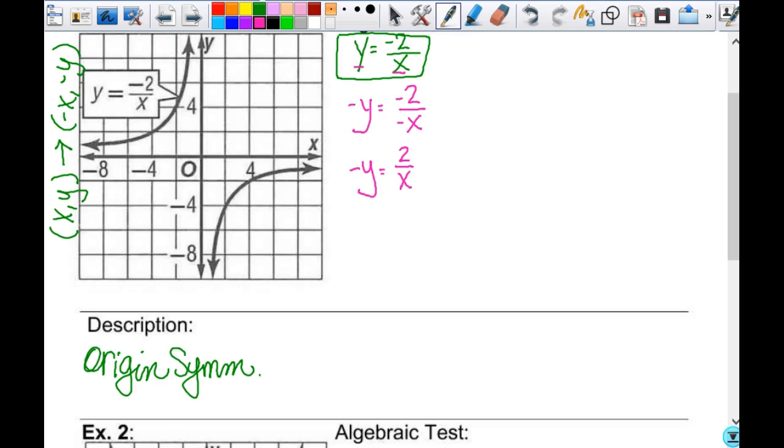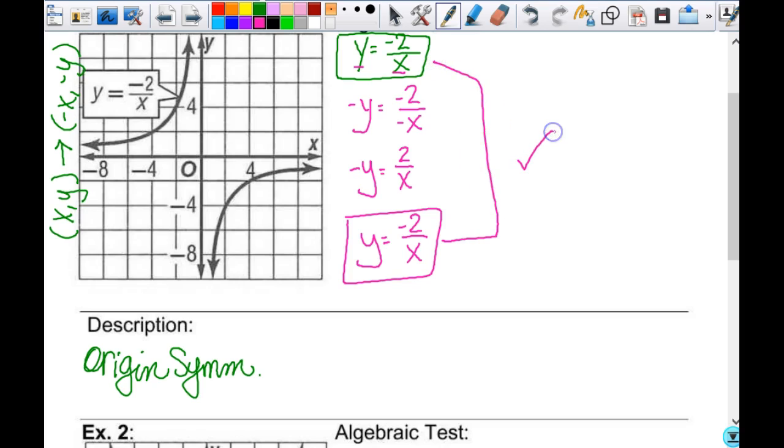Well, I need to solve for y because I want to see if I can get it to look the same. So to solve for y, I can multiply or divide through by a negative 1, and that's going to give me y equals negative 2 over x. That's what I end up with when I solve for y. Are these the same? Yes. So I'm good. Once you have solved for y and simplified everything, they have to look exactly the same. If they do, it actually has the symmetry that you're testing for. If they don't, then it doesn't.